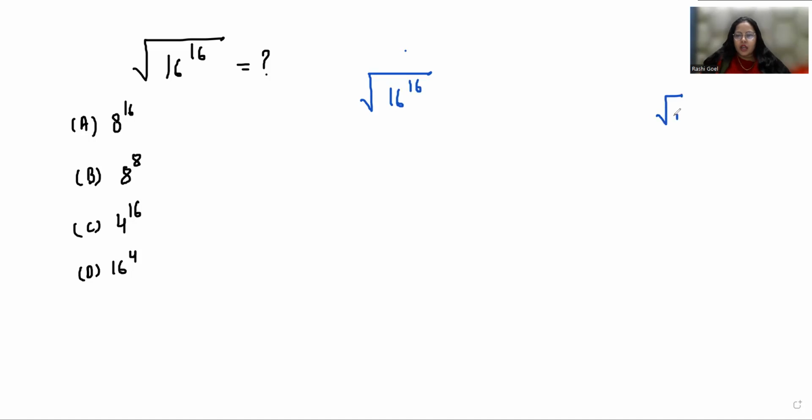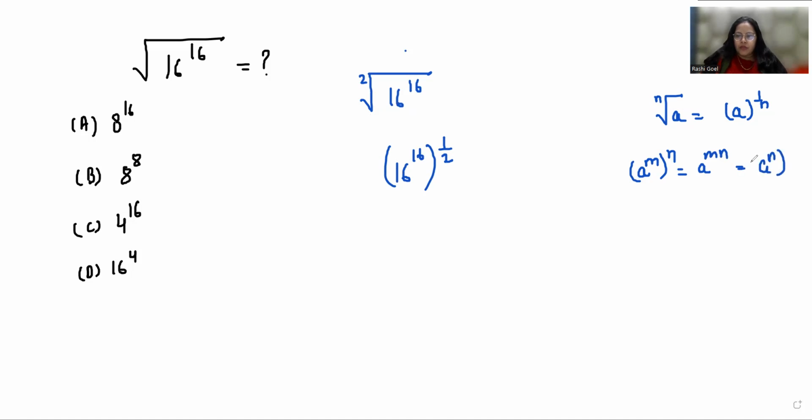So the nth root of a, we can write it as a power 1 by n. So here we can write it as 16 power 16 whole power 1 by 2, because this is a square root. So now according to the exponent rule, a power m whole power n, we can write it as a power mn, or a power n whole power m.